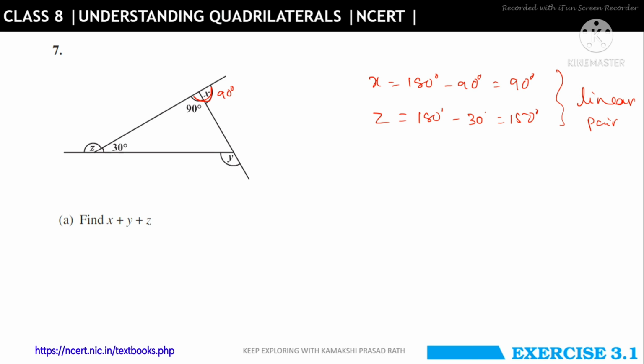So you can see here they form a linear pair because they form a straight angle. So z plus 30 is 180. So z will be 180 minus 30, 150 degrees. The only thing left out is y.